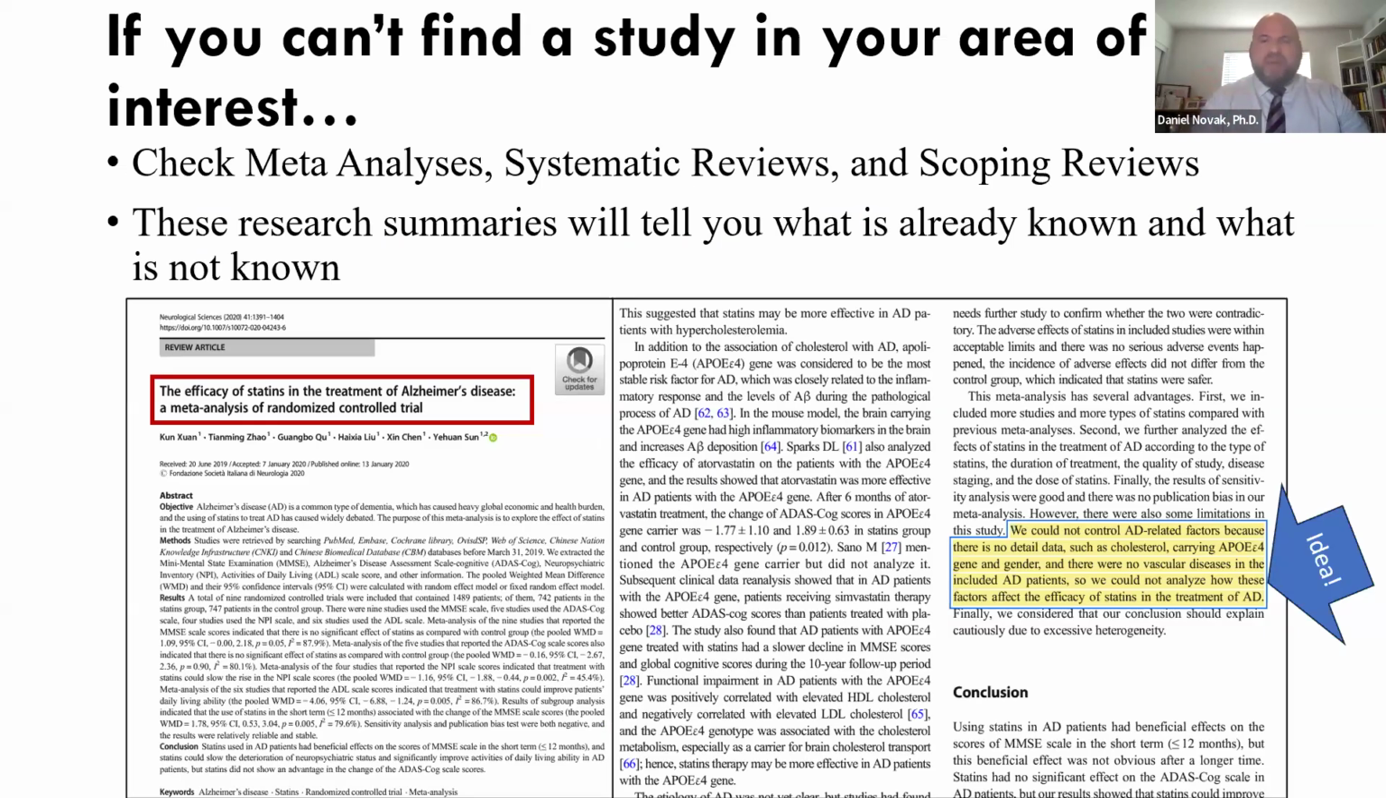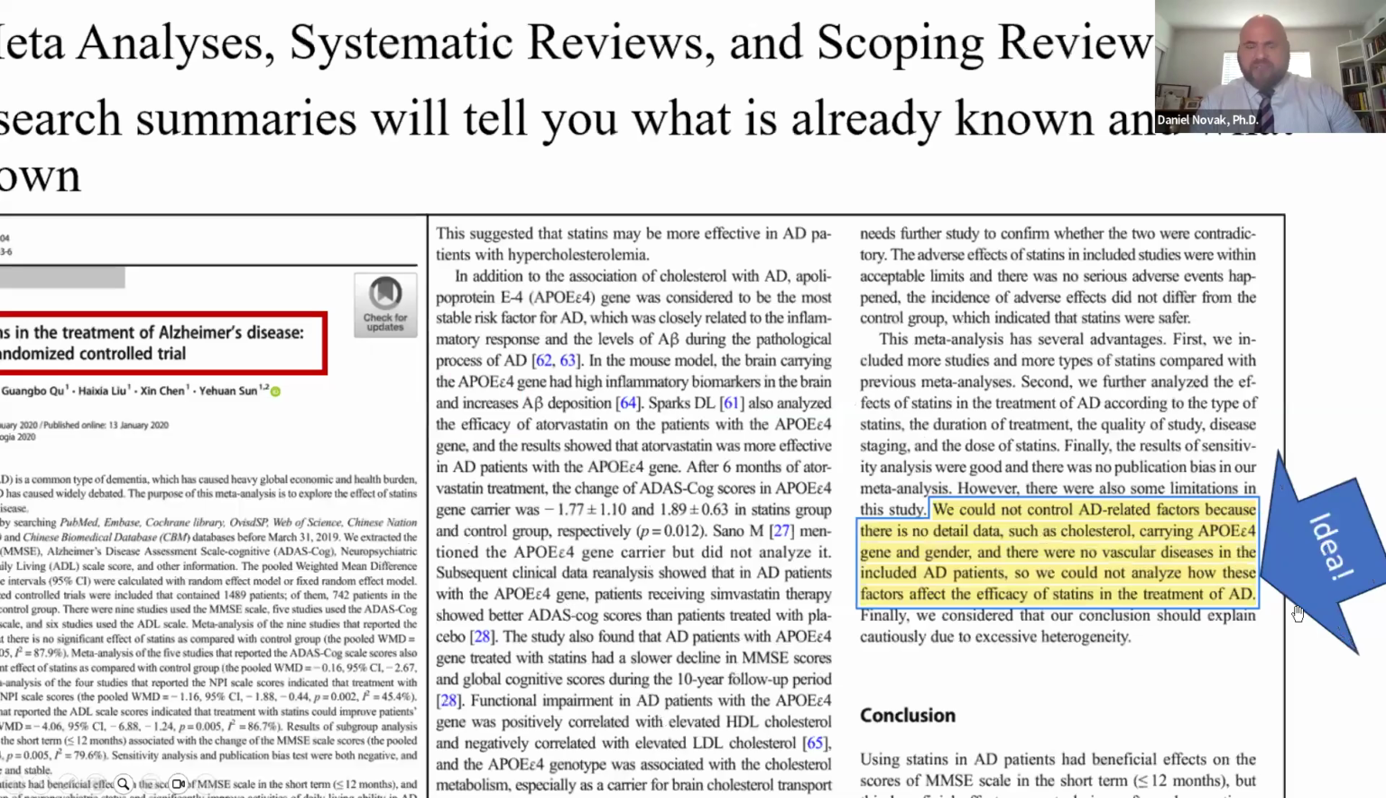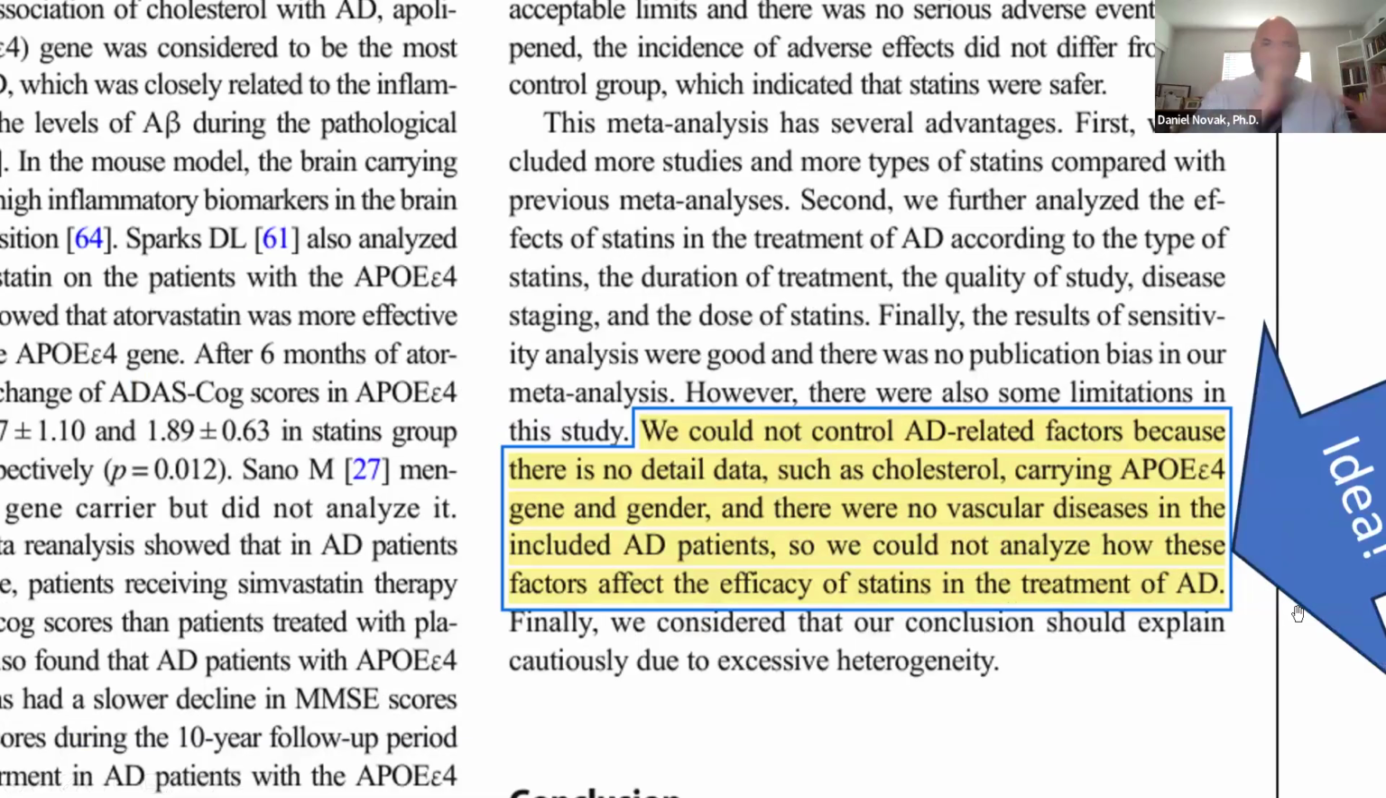Check your meta-analyses, systematic reviews, and scoping reviews for ideas for your study. These research summaries are going to tell you what's already known, what's not known. And in particular, I got the idea for part of the study because in that analysis of existing randomized controlled trials, they could not control for Alzheimer's related factors.